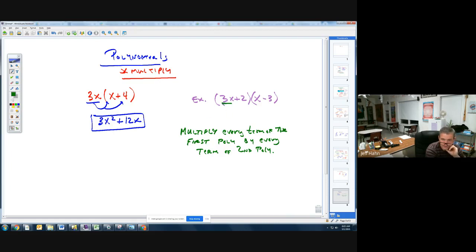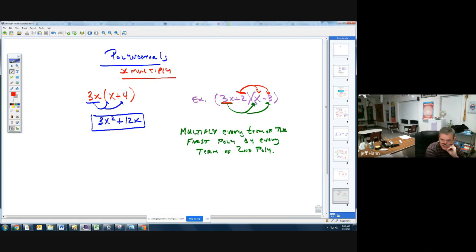This first term of the first polynomial is going to get multiplied by both of these terms of the second polynomial. And not only that, but you also then have to go and multiply the second term of that first polynomial by both of those terms of the second one. So it's a lot of distributive property. And let's just do this first thing.